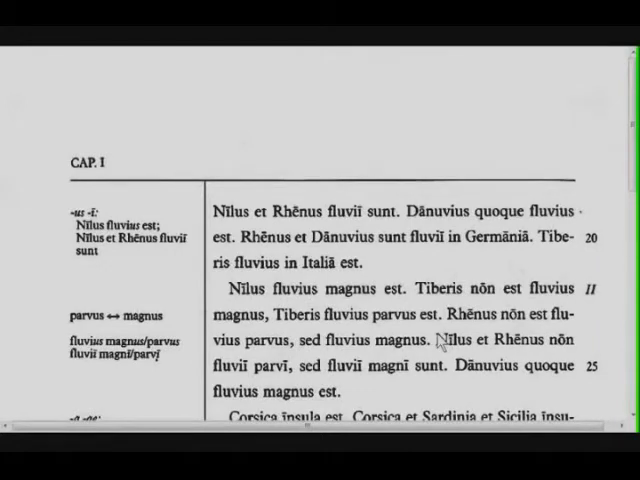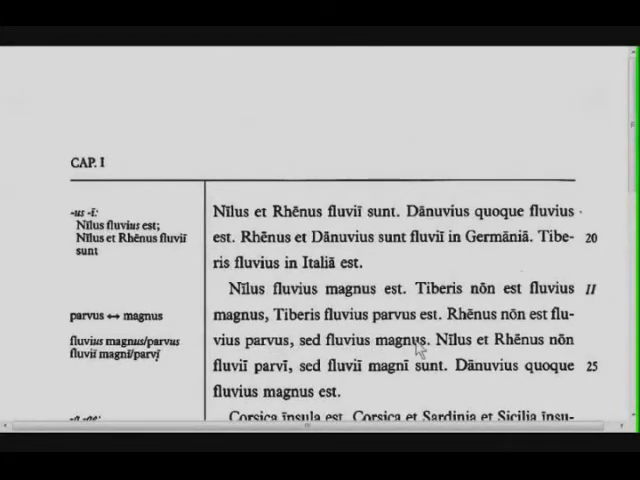The next grammar point I want to show you is in line 24, the word magnus. Magnus is an adjective. It modifies fluvius in this sentence, and you'll notice as we move through the Lingua Latina chapter that magnus is going to change its ending. So magnus meaning big, great, large, the big river. If it's a river that's big, you'll see magnus fluvius. If it were an island, you would see magna insula. So the ending of the adjective is going to match the noun.